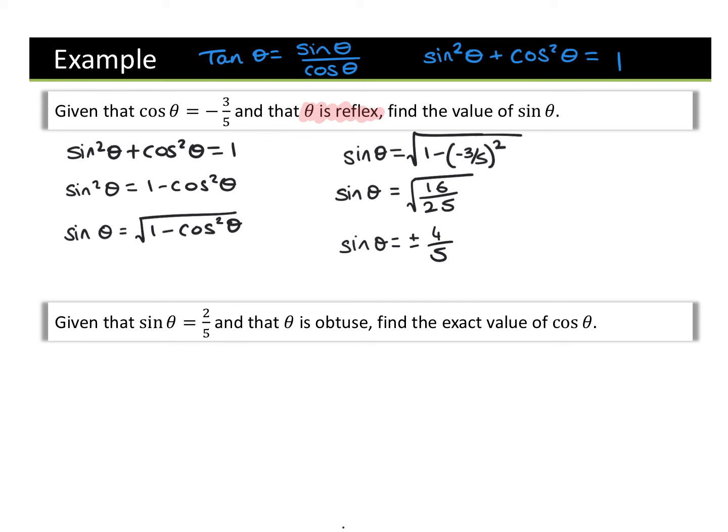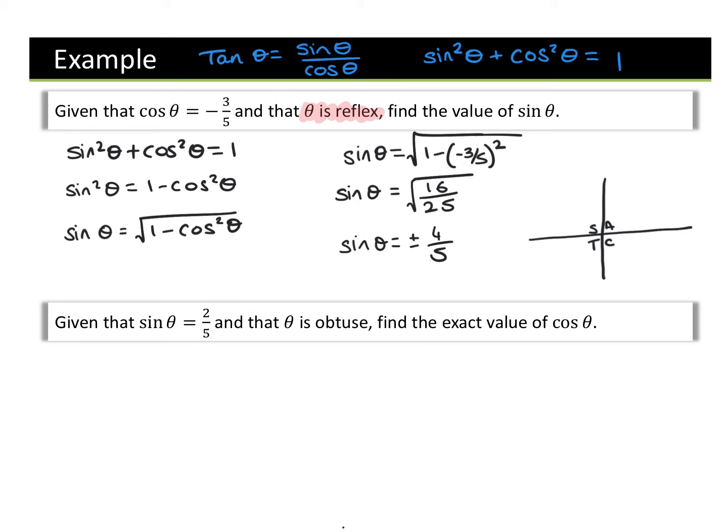Okay, now, this is where it's important. It says theta is reflex. So we know what sine theta equals. We have two though, don't we? We have plus or minus 4 over 5, okay? So how do we know which one is going to give us a reflex angle? If I go back to the CAST diagram, C-A-S-T.